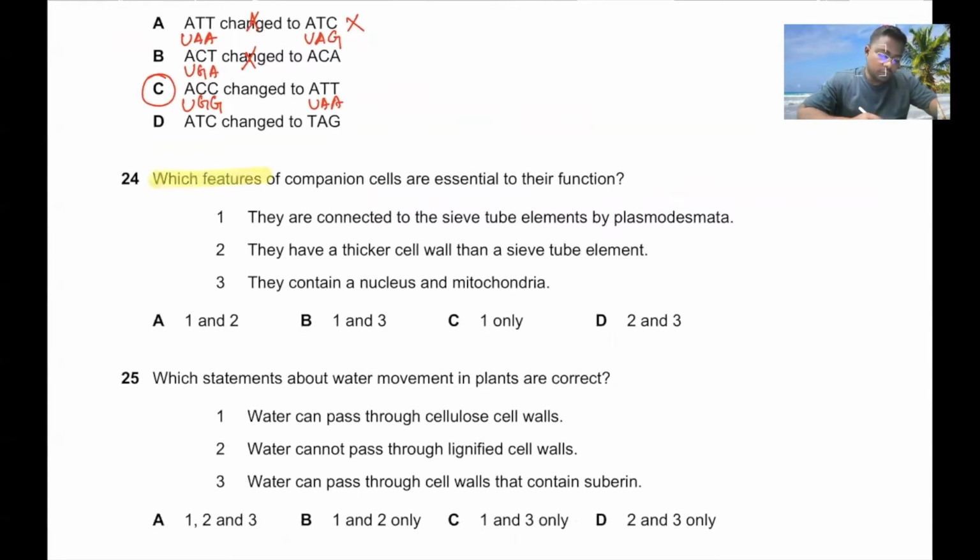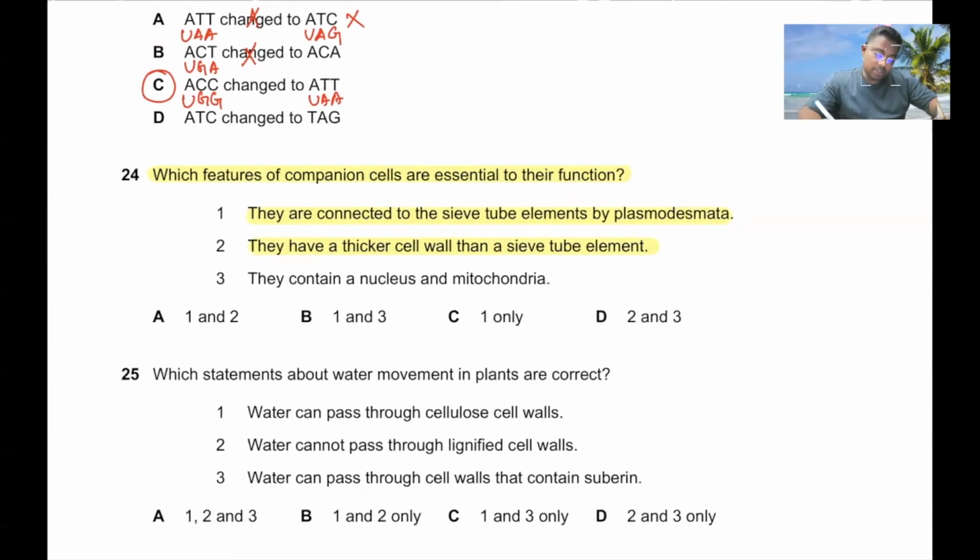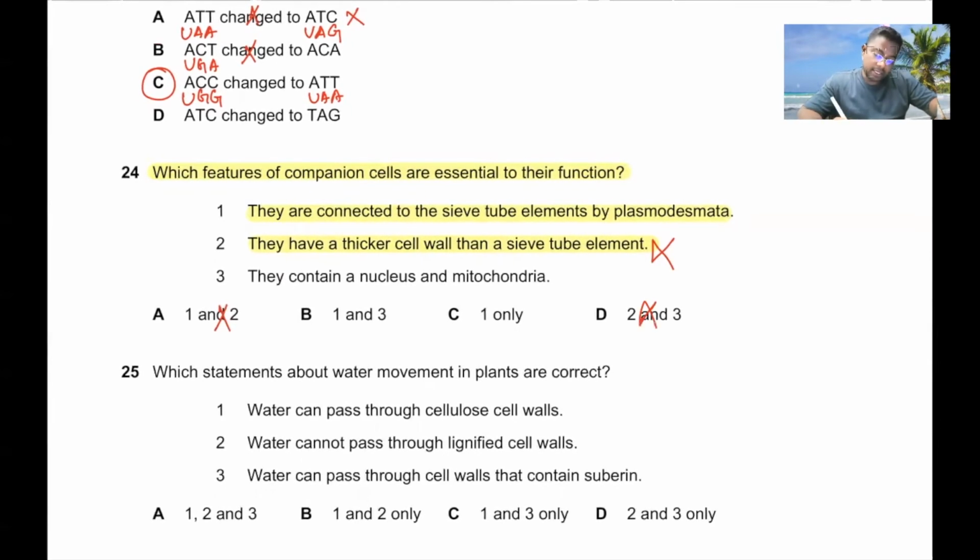Question 24, which features of companion cells are essential to their function? They are connected to the sieve tube elements by plasmodesmata. Okay. They have thicker cell walls than a sieve tube element. All right. Number 2 is not essential to their function. Number 2 gone, meaning A and D are wrong. They contain a nucleus and mitochondria. Of course, they contain a nucleus and mitochondria. So for 24, option B should be the correct answer.